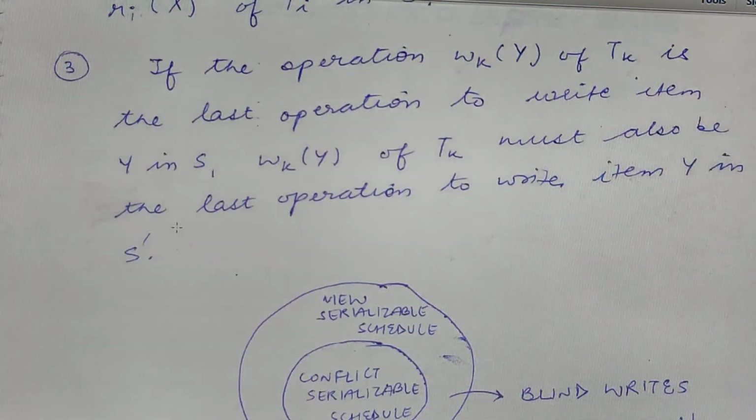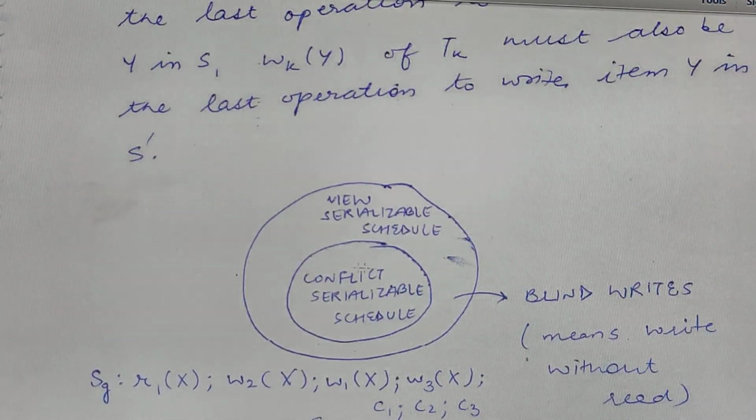Now we can conclude, this is what I have concluded, that all the conflict serializable schedules are a subset of view serializable schedules.